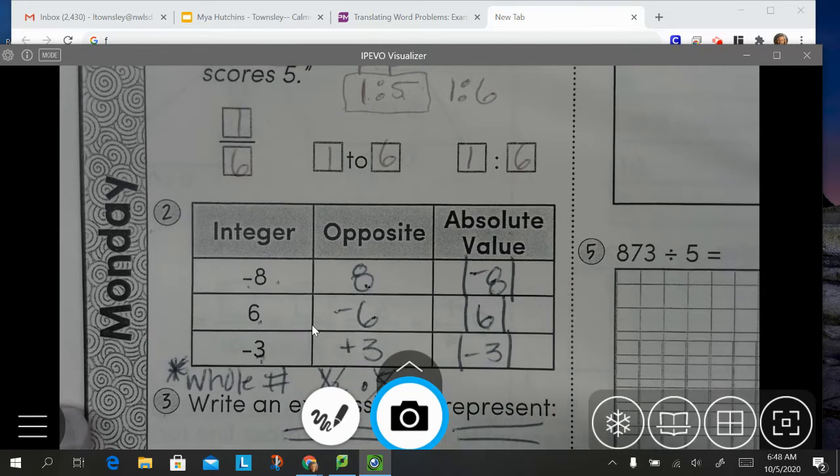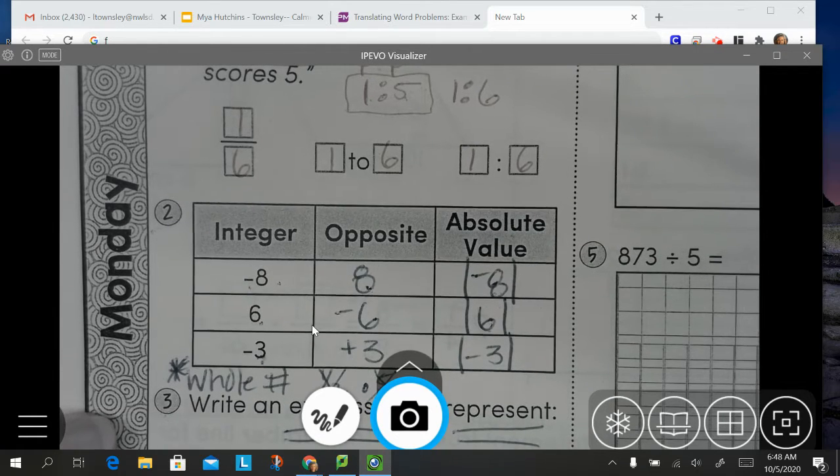A lot of kids will do it 22 minus x, but that's saying something different. And they do this because they see this first. But you really have to read it where it says 22 is less than x. Okay? All right.